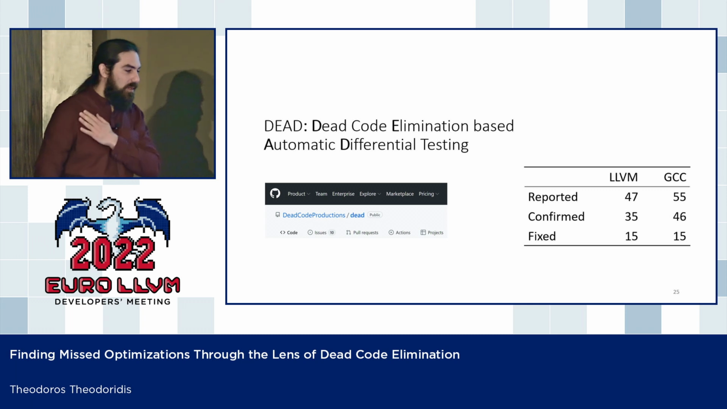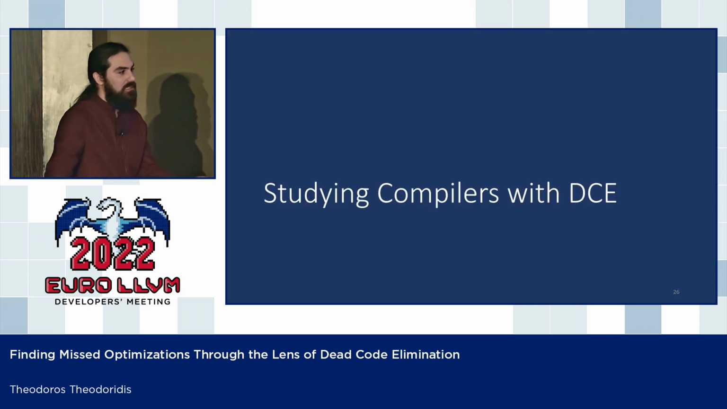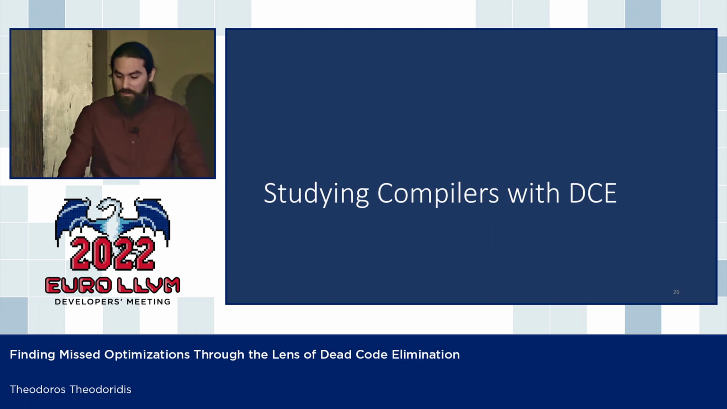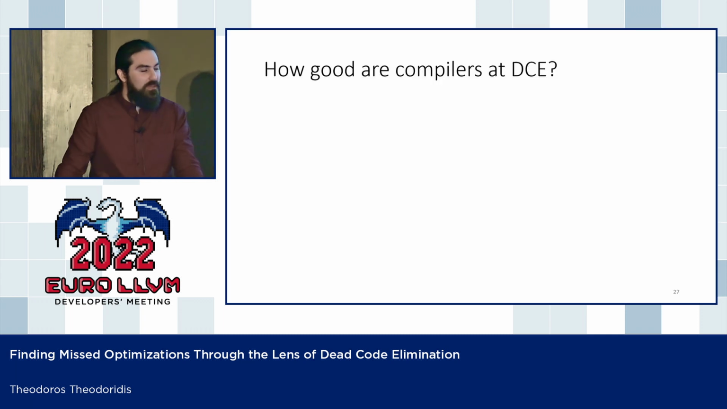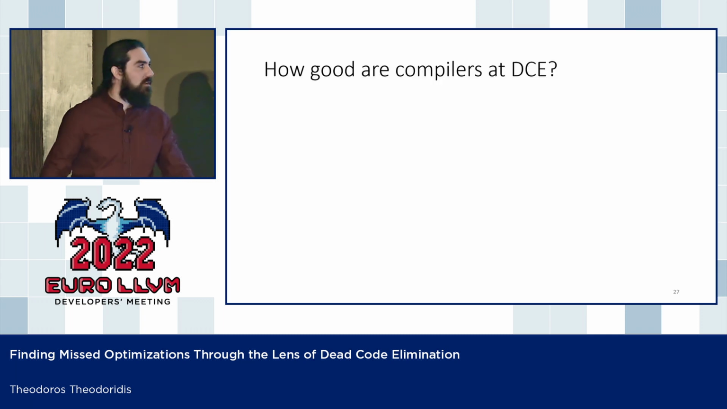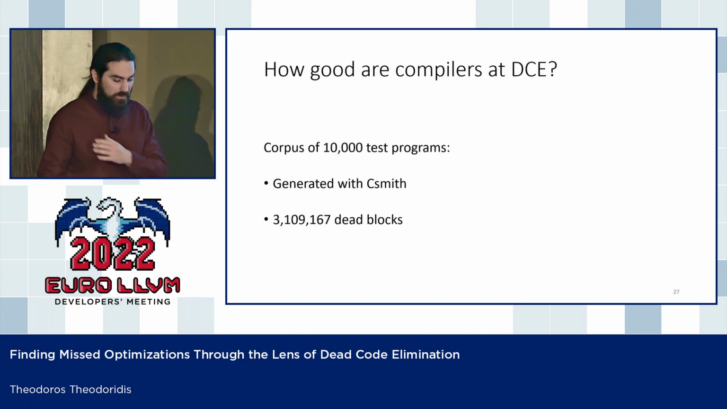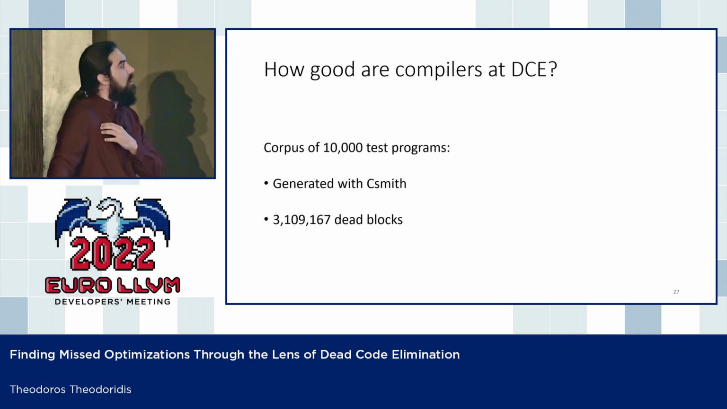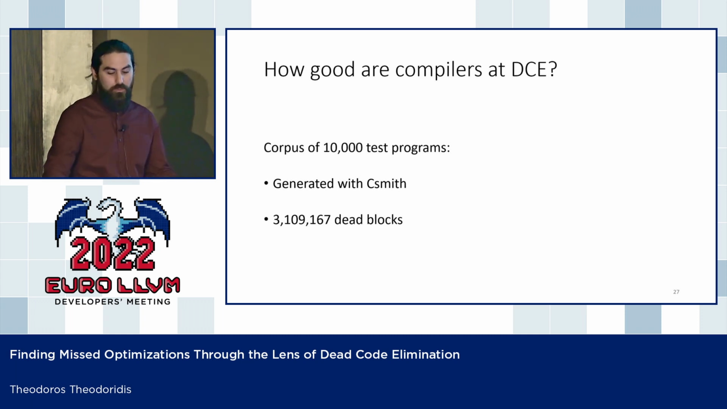So up to now, I described how we can use this idea to find bugs, but we can also use DCE to study compilers. We can see how well they're optimizing code through the lens of dead code elimination. And the simplest question that we can ask is, how good are compilers at eliminating dead code? And for this, we use the corpus of around 10,000 CSmith programs. And CSmith programs are quite good for this because by design, they contain a lot of dead code. And in our case, it was around 3 million dead blocks.